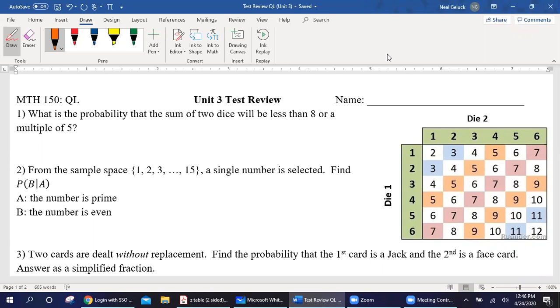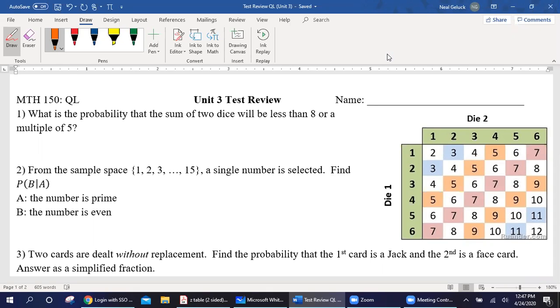Quantitative literacy, this is the review for the Unit 3 test. Number 1, we're looking at the sum of two dice, so we're using this table over here. What's the probability that the sum will be less than 8?